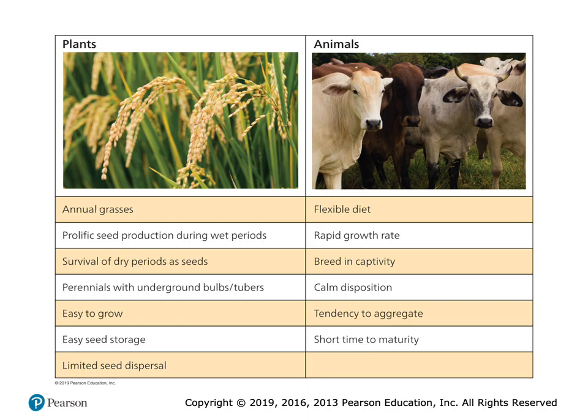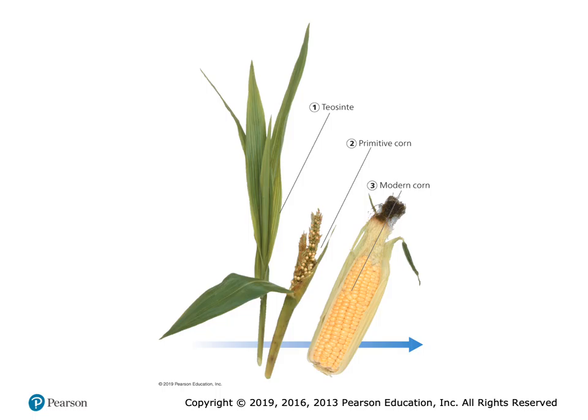In terms of animals, they looked for animals with a flexible diet, a rapid growth rate, ones you could breed in captivity, very calm, a tendency to aggregate, so stick together, which would be helpful for breeding, and a short time to mature. And you can see the picture of cows there was useful for that. Corn evolution, beginning over 5,000 years ago, indigenous people of Mexico transformed the corn into modern corn by selecting and sowing the seeds of plants with desirable traits. So you can see how it started out at what we call teosinte, into primitive corn and then into modern corn.